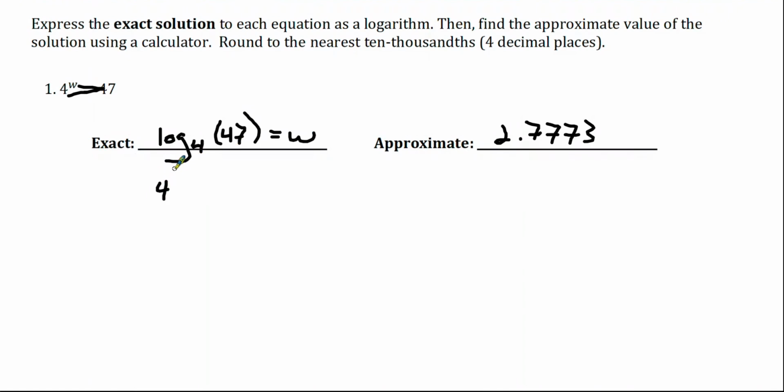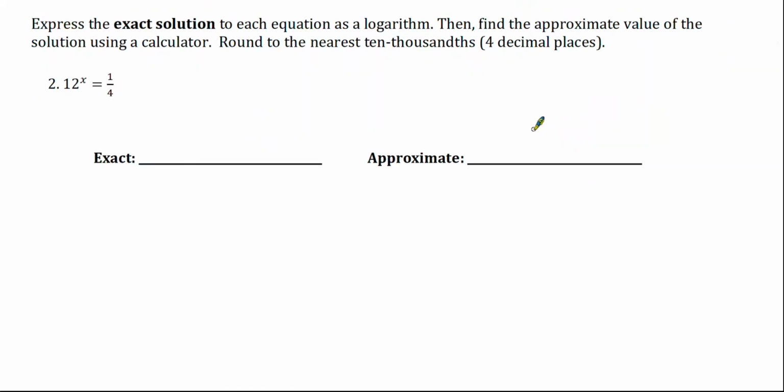All right. Now, remember, just to reiterate what this means, 4 to the log base 4 of 47 power equals 47, right? And this means then that 4 to the 2.7773 power equals 47, right? This log base 4 of 47 is my exact answer. This is my approximation. This is what log base 4 of 47 would equal if I put that in the calculator and got a decimal approximation.